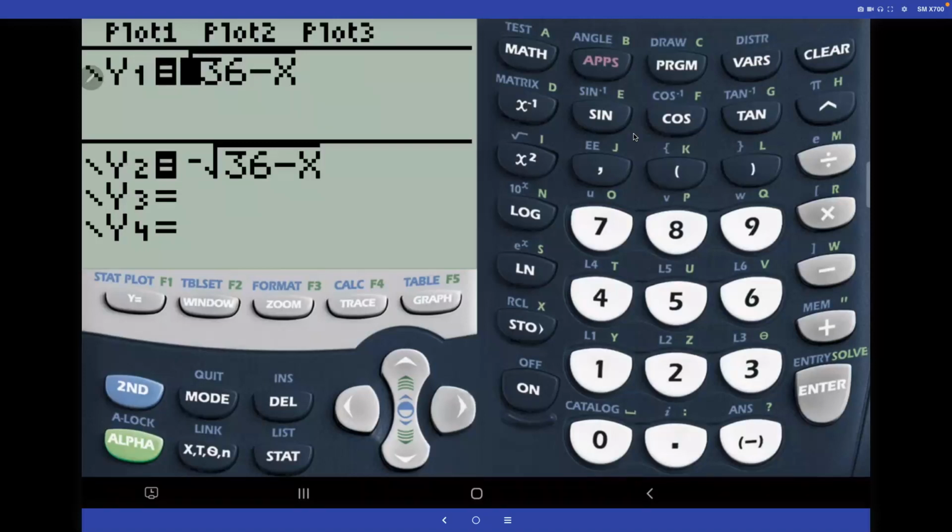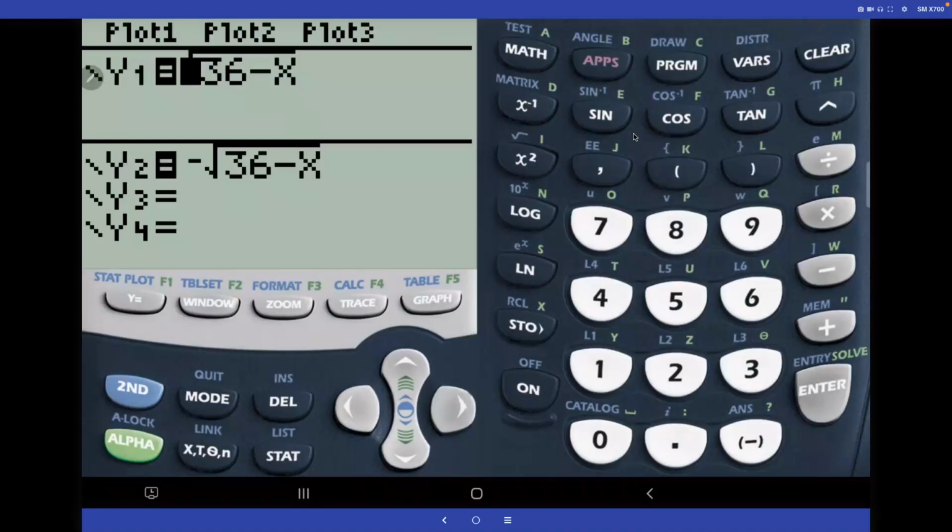And then if you want to go on, maybe you're like, I might want to come back and do number 1, so you don't want to have to retype those equations in, but you don't want them to get in the way when you do number 2. You can turn off equations on the calculator.